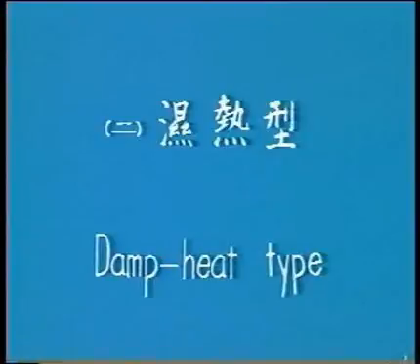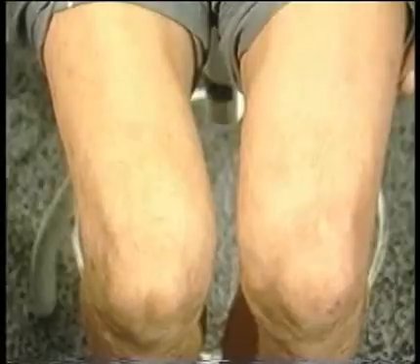2. Damp heat type, or the Wei syndrome in the right lower extremities. Symptoms accompanied are heaviness, abdominal distension, soreness and painfulness of the lumbar region, a bitter taste in the mouth with sticky, burning and red urination, a soft and rapid pulse, and a yellow and greasy tongue coating.